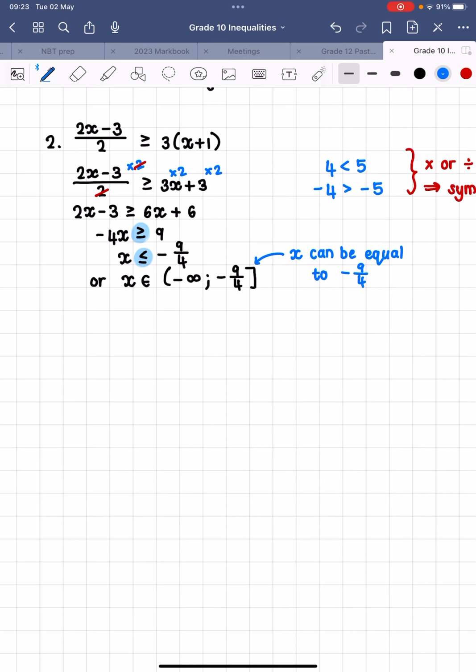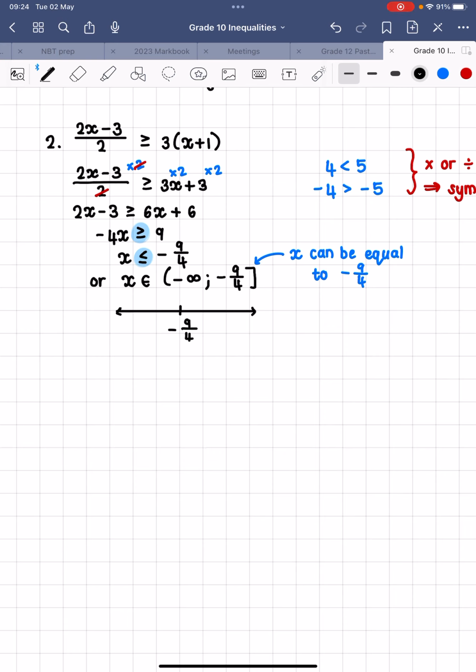Still, -infinity has a round bracket because it's still not actually a number that it can be equal to. Okay, let's quickly do the number line. Again, we only have one value, so we're just going to put that one number on there. And guys, you can write it in decimal form if you want, or you can write it as -2.25. It doesn't matter. You can also leave it as 9/4. Okay, you don't have to change that.